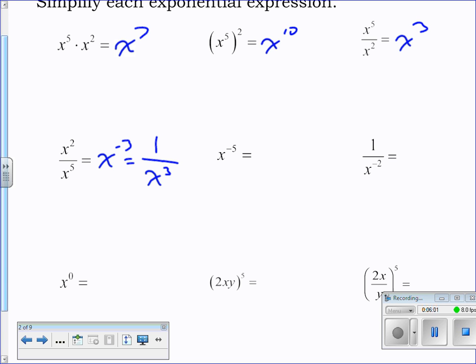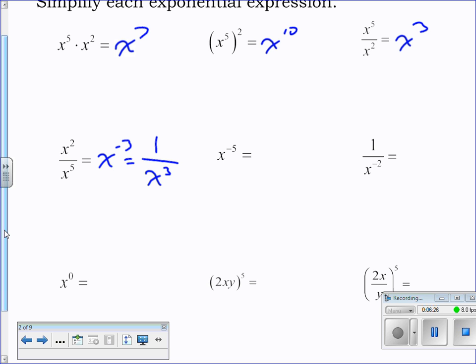Now, one of the things that I will do, and I'm okay with this if you do it, is you go, okay, I subtract when I divide, but my larger number's in the denominator, so that means my answer is going to be in the denominator, and I just subtract them. 5 minus 2 is 3, but because the bigger one's in the denominator, I put my answer in the denominator.